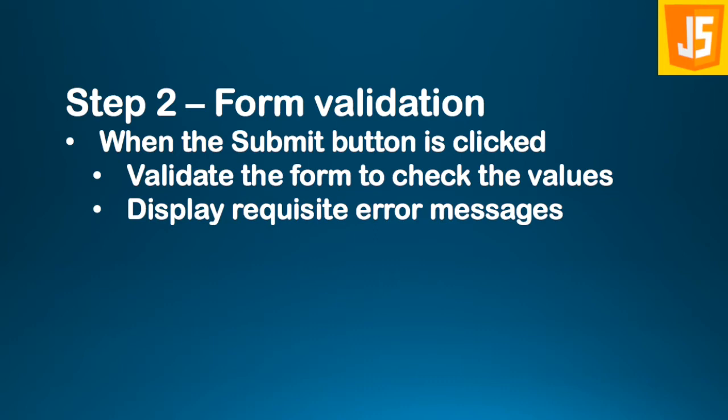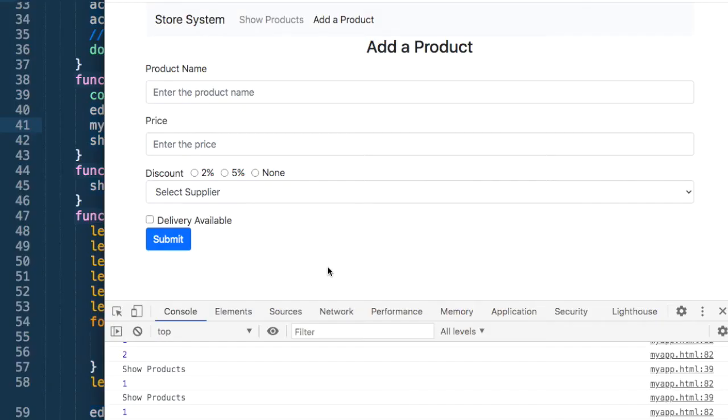When the submit button is clicked, validate the form to check the values and display requisite error messages if some of the form values are incorrect. So suppose we are on add a product and we want name to be mandatory, say price to be mandatory, discount to be mandatorily chosen, and the supplier to be chosen. So these four fields are mandatory. We want them to be given all the time. So when the submit button is clicked, we want to check those values. The second thing we want to do is if those values are incorrect, we want to show error messages here.